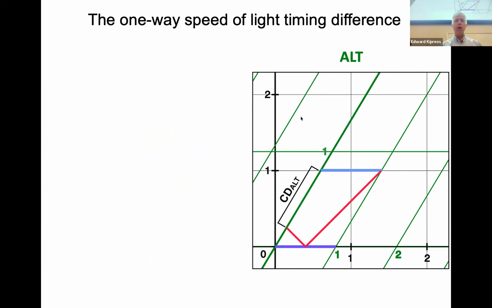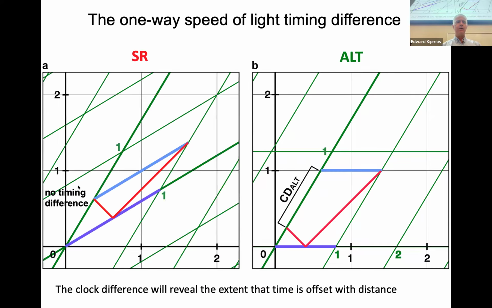But if we look at Alt, what we see is this apparatus is going to put out light in the center, but it's going to hit the back first, and it's going to hit the front later. And so there's going to be a clock difference for Alt. And then if you just compare no timing difference for special relativity against this clock difference for Alt, then you'll be able to know how much time is offset with distance. So it could be no timing, could be this clock difference for Alt, or it could be something in between.